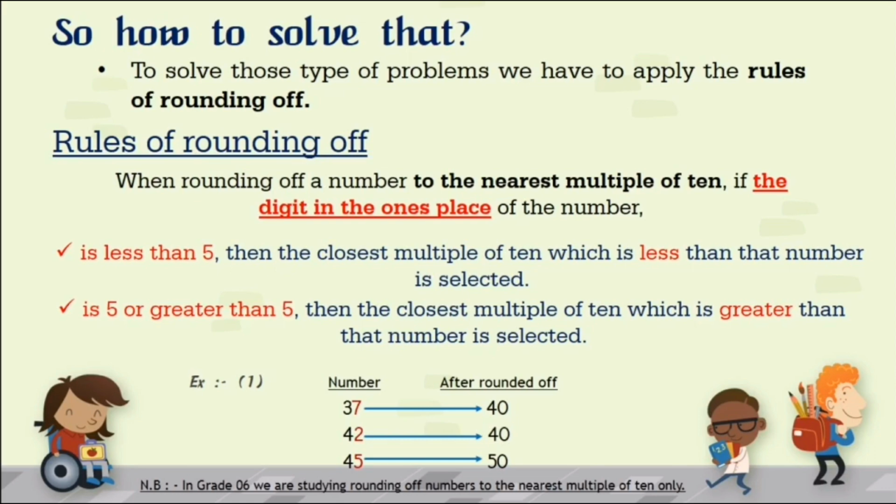In the same way, let's check 45. The last digit of 45 is 5. It is equal to 5. So then we have to select the closest multiple of 10 which is greater than 45. So the answer is 50.